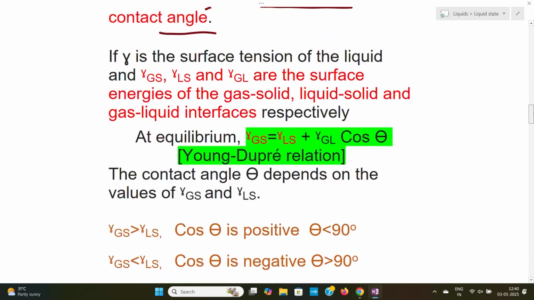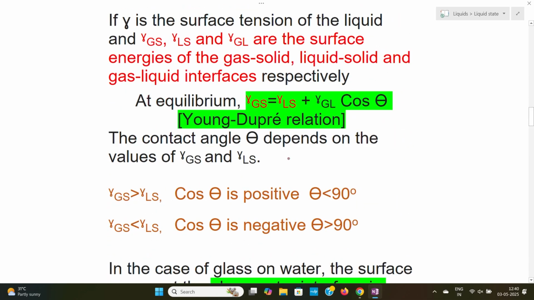Okay. Next, at equilibrium, the surface energy of the gas-solid interface is equal to the surface energy of the liquid-solid interface plus the surface energy of the gas-liquid interface times cos theta. That is, gamma Gs is equal to gamma Ls plus gamma GL cos theta. This is the Young-Dupré relation.